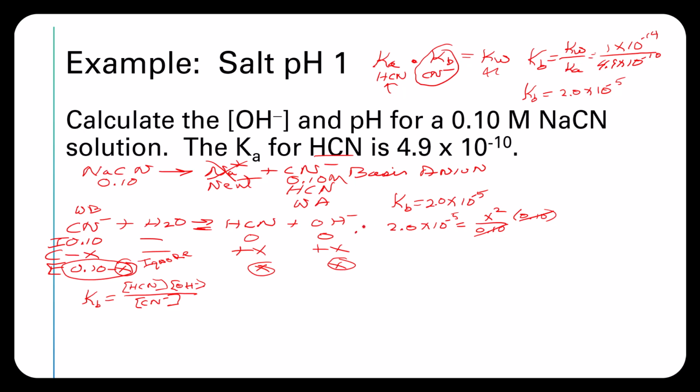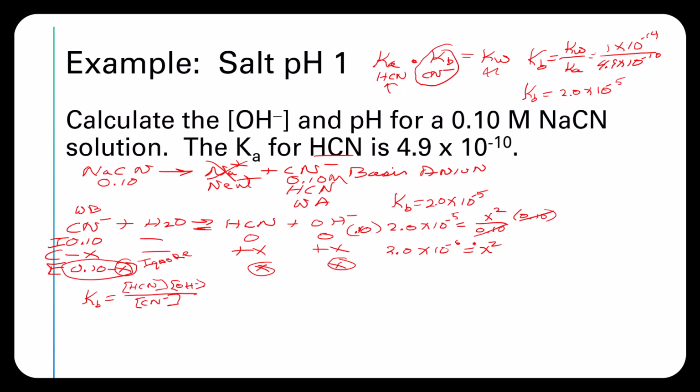I'll do the same thing right here. I'm going to distribute that, I'm just going to multiply right there. So that's 2.0 times 10 to the minus 5 times 0.1, and that gives me 2.0 times 10 to the minus 6. Well, I should have guessed that. So that's 2.0 times 10 to the minus 6 is equal to X squared.